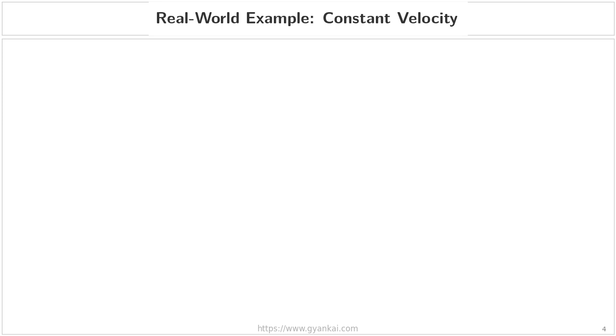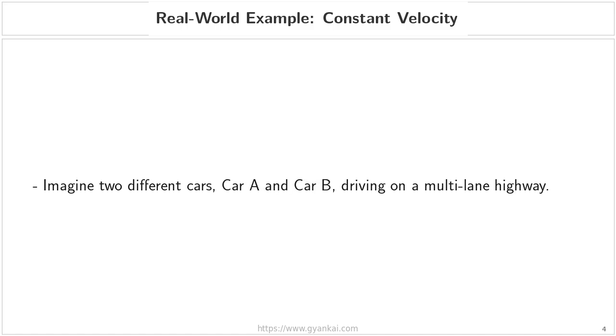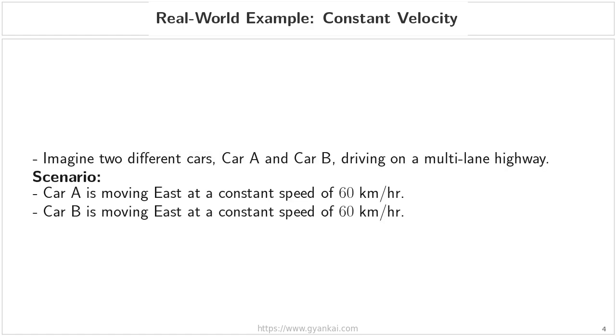Real-world example: constant velocity. Now that we have established the formal definition and the importance of direction and magnitude, let's move away from abstract symbols and look at a real-world application to see how this works in practice. Imagine you are observing a multi-lane highway, and you see two different cars, car A and car B, driving side by side. Here is our scenario.